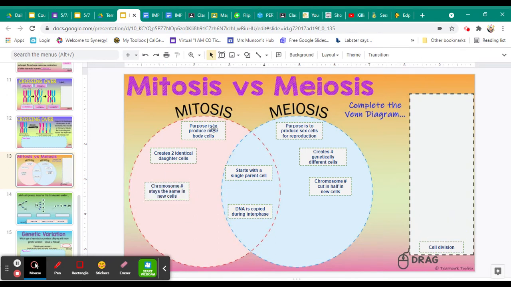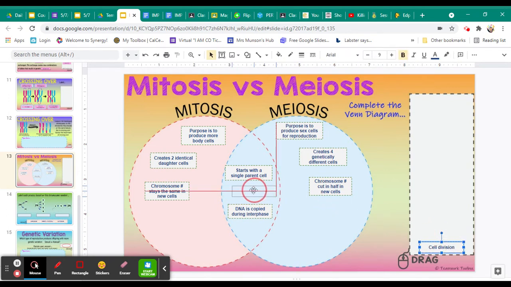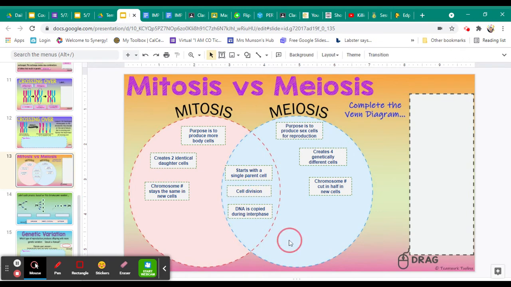So mitosis is the process where cells divide to replace cells or to grow, right? So that's the mitosis process. Meiosis, remember, is for making sperm and egg cells. Okay, and cell division, these are both examples of cell division, so that goes in the center. So we have these 3 things that they have in common, and these 3 things that make them different on each side, right? Okay. All right, so hopefully that will help you understand the difference between mitosis and meiosis.